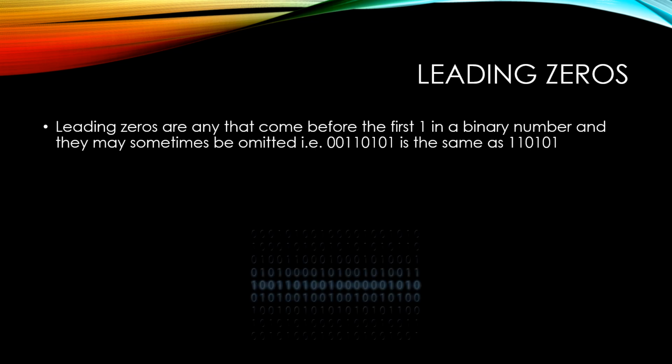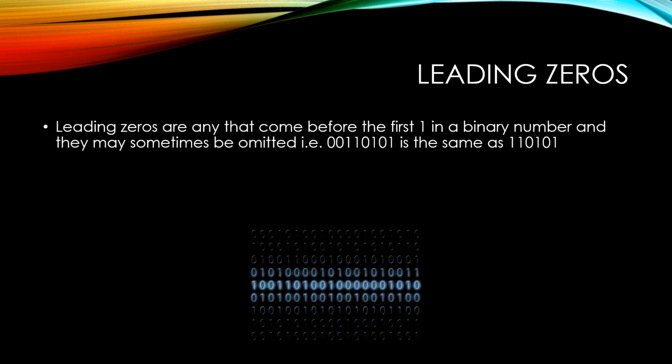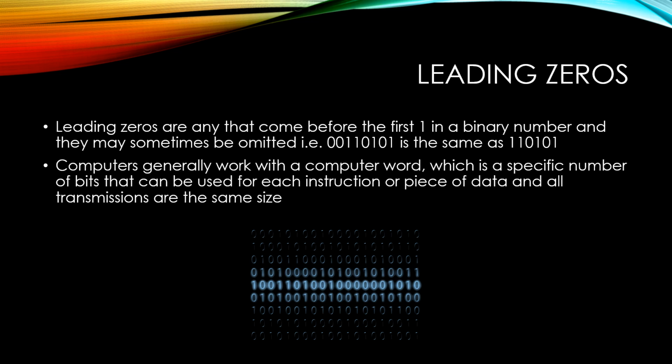Leading zeros are any that come before the first 1 in a binary number, and they may sometimes be omitted when the number is written down. So it's important to be aware that 00110101 is exactly the same as 110101. In reality, computers generally work with a computer word, which is a specific number of bits that can be used for each instruction or piece of data, and all transmissions are the same size as the computer word.